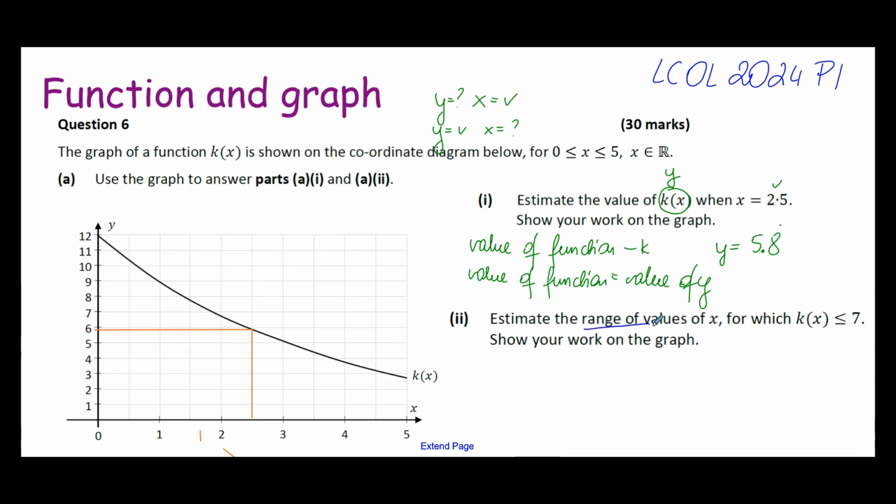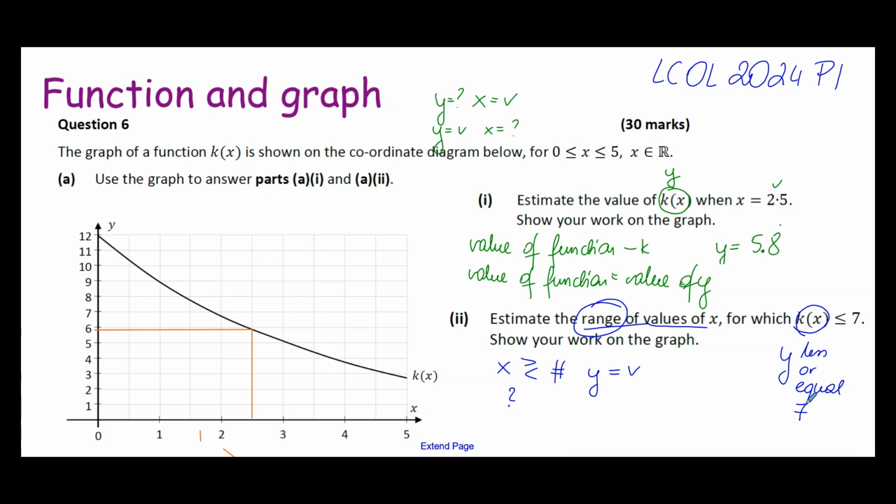Okay, and then the second part. Estimate the range of values of x. The only difference here is that I'm looking for a range. That means I'm not going to tell them x equals, but x greater or less than a specific number. Like I'm saying, if they are looking for x, that means they give us y. And yes, they did. They say k of x, again the value of the function k, and the value of the function is the value of y. So basically they are saying when y is less than or equal to 7.